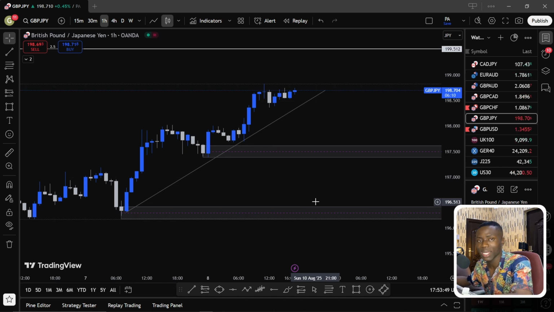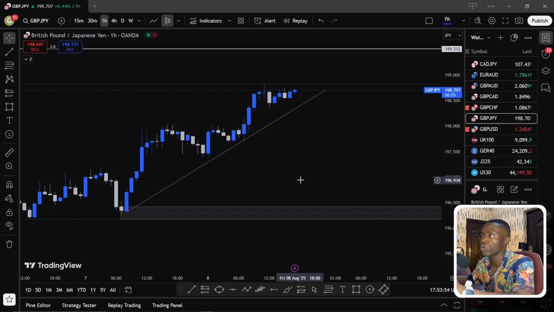Now you can only understand this when you've backtested the strategy. So guys, one thing I'm telling you simply, whenever you learn a strategy here, make sure you go backtest it.